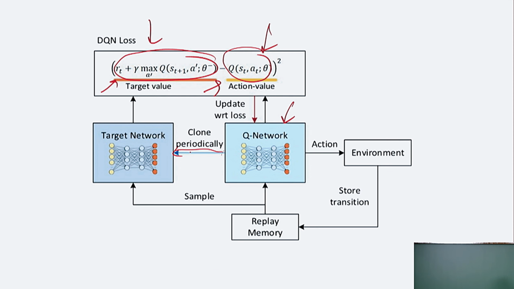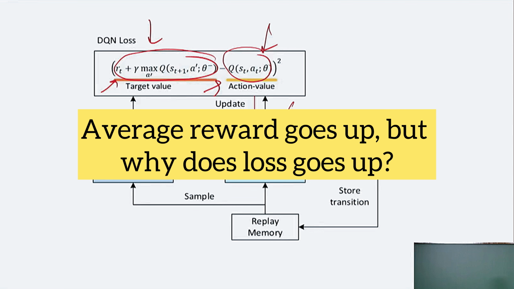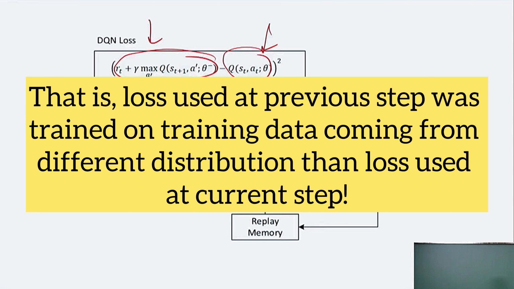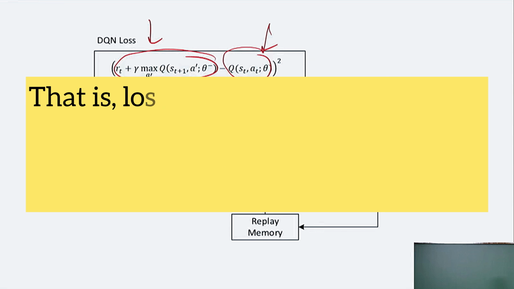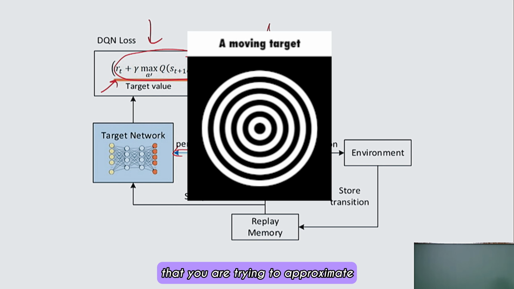In RL, the loss may go up, and it is not a bad thing. Average reward goes up, but why does loss go up? Unlike in supervised ML, where loss is a function of parameter during training, in RL, loss also changes as it sees more data. That is, the loss used at the previous step was trained on training data coming from a different distribution than the loss used at the current step. Because the target that you're trying to minimize, to approximate, is itself improving over time.